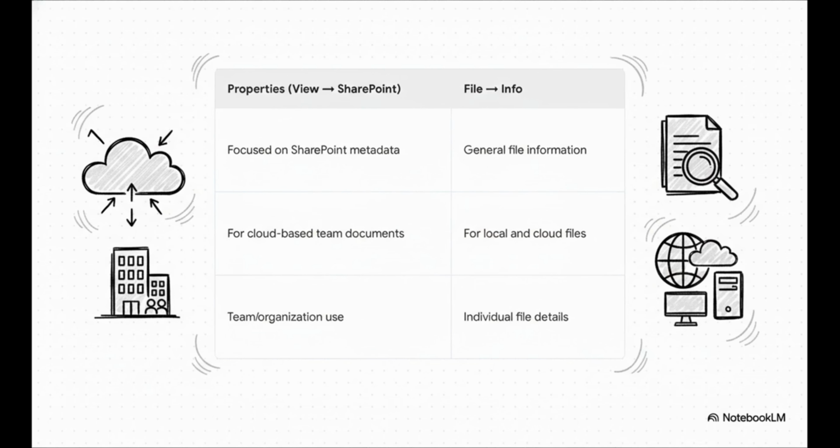And just one last quick note for those of you working in a corporate environment. If your company uses SharePoint, you might see a Properties button right here in the View tab. This is specifically for managing team metadata on shared documents, things like project codes or status tags. It's different from the general file info you find under the main file menu.